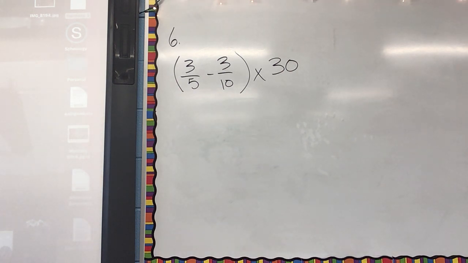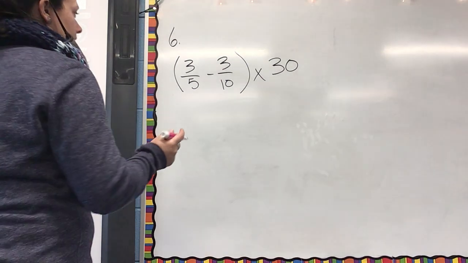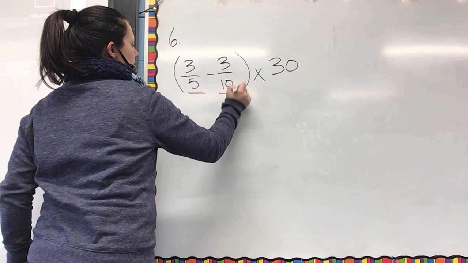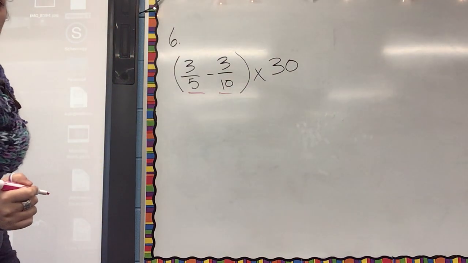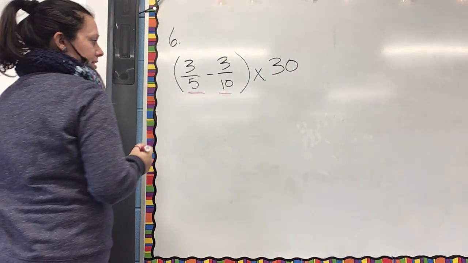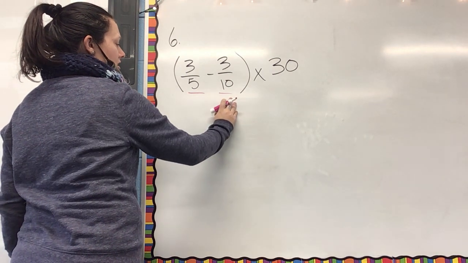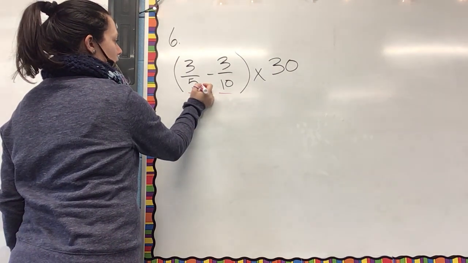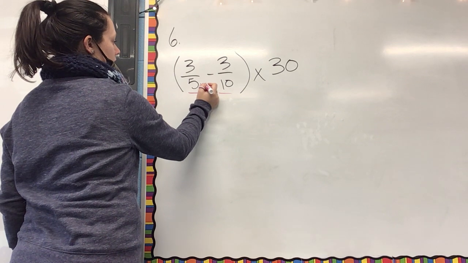Alright, listening in 3, listening in 2, listening in 1, let's check. Do I have a common denominator here? No. What did you find as a common denominator? 10. This one already is a 10. So this one I need to multiply by 2.